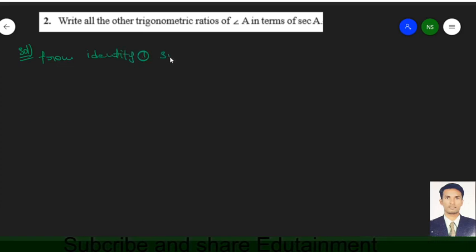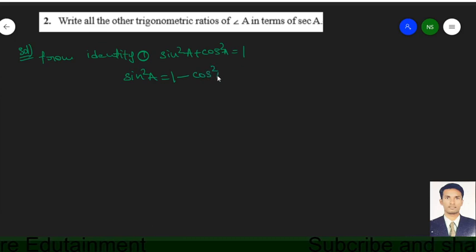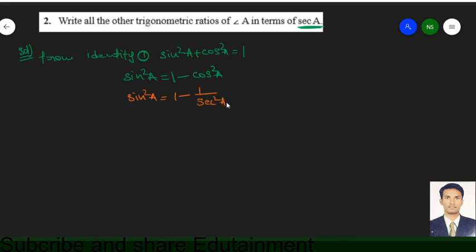But I can write sine square A plus cos square A, which is equals to 1. I will separate this sine square A and I'll send this cos square A to other side. 1 minus cos square A. But I can write this cos as 1 by secant. Why? Because I wanted to represent all ratios in terms of secant. So we can write this sine square A as 1 minus 1 by secant square A.